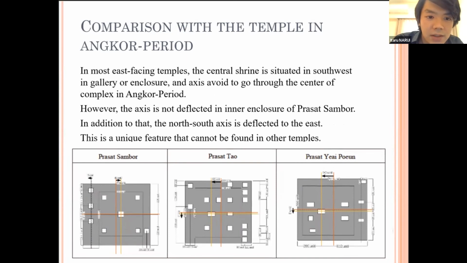In most east-facing temples, the central shrine is situated in the southwest in the gallery or enclosure, and access avoids going through the center of the complex in the Angkor period. However, the axis is not deflected in the inner enclosure of Prasat Sambor. And in addition to that, the north-south axis is deflected to the east. This is a unique feature that cannot be found in other temples.